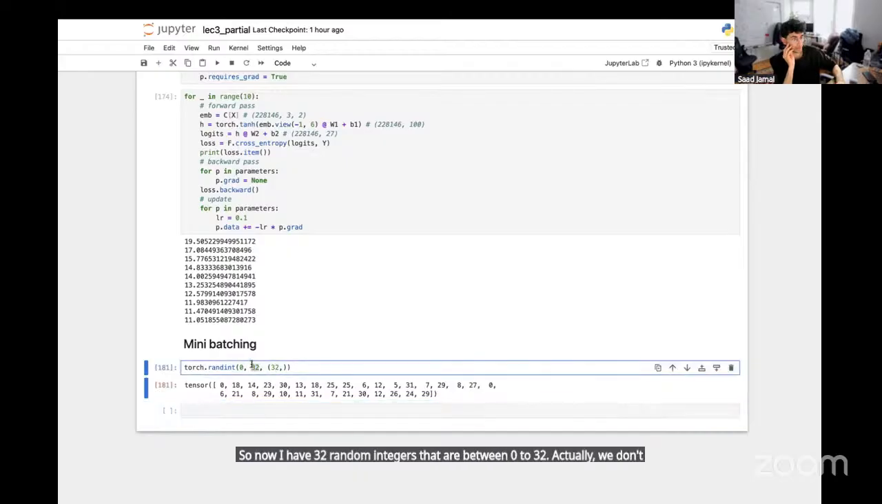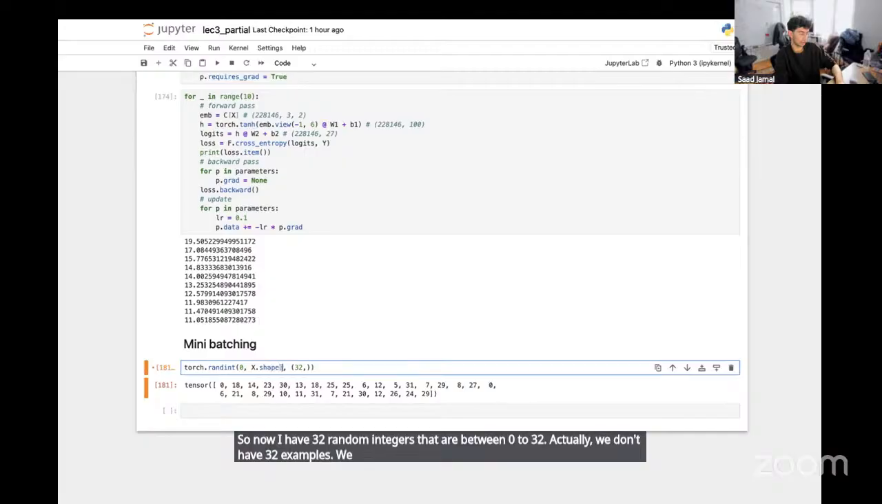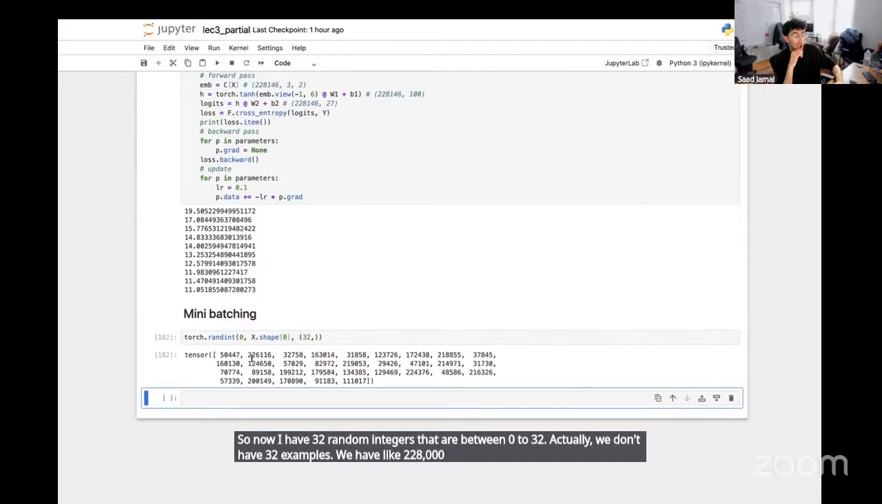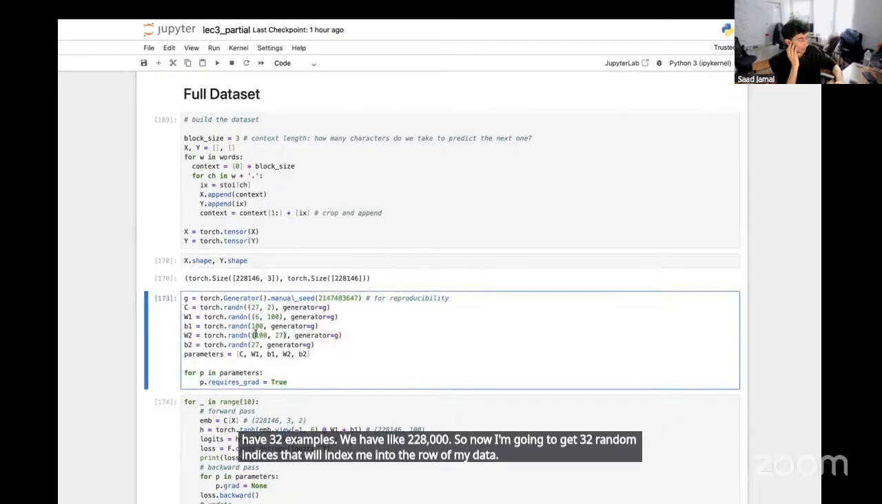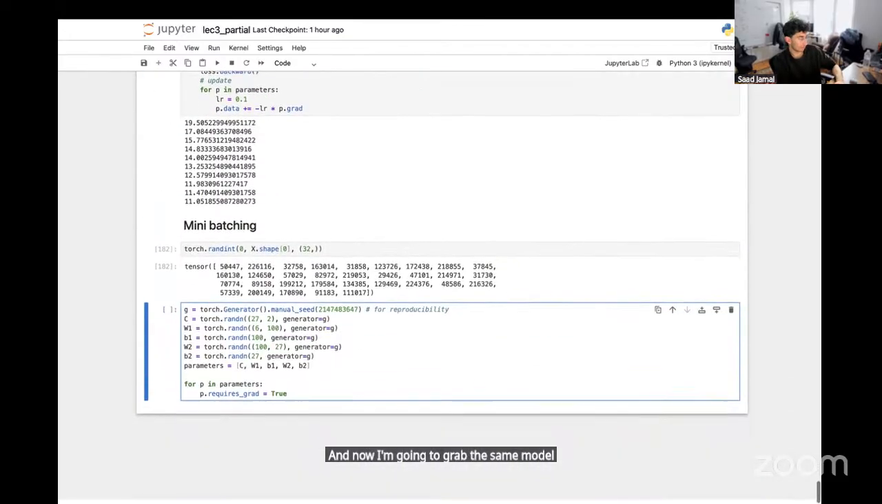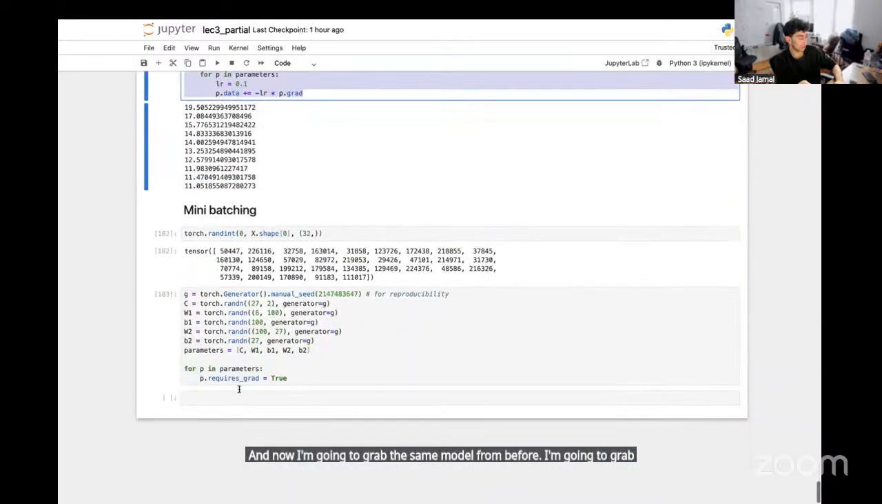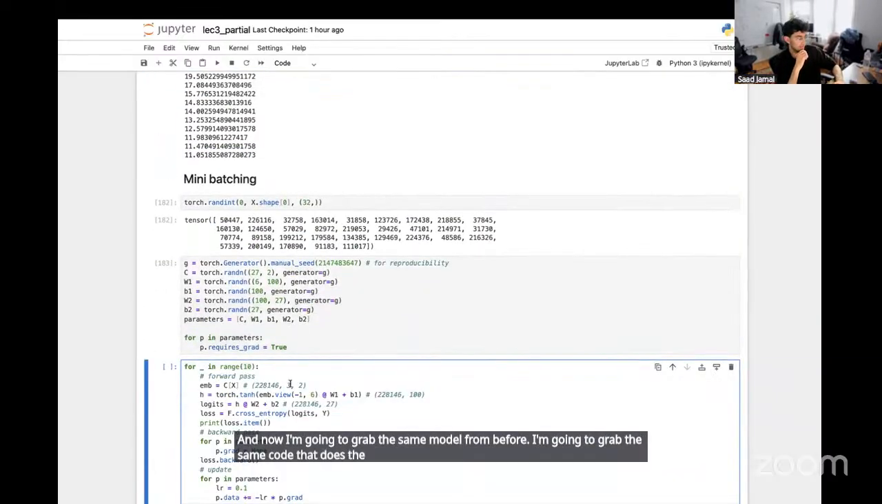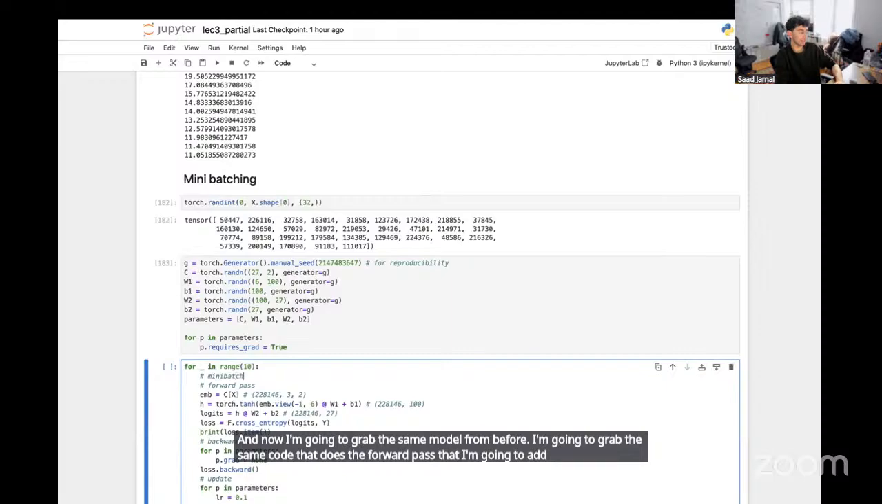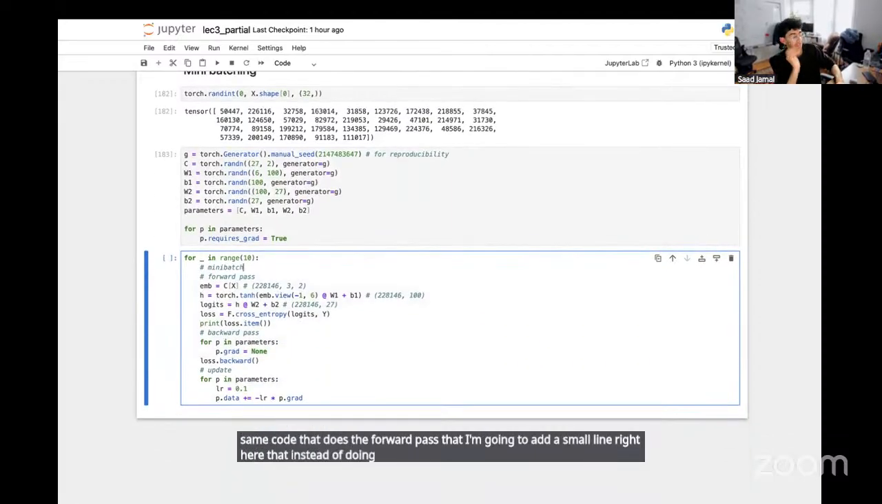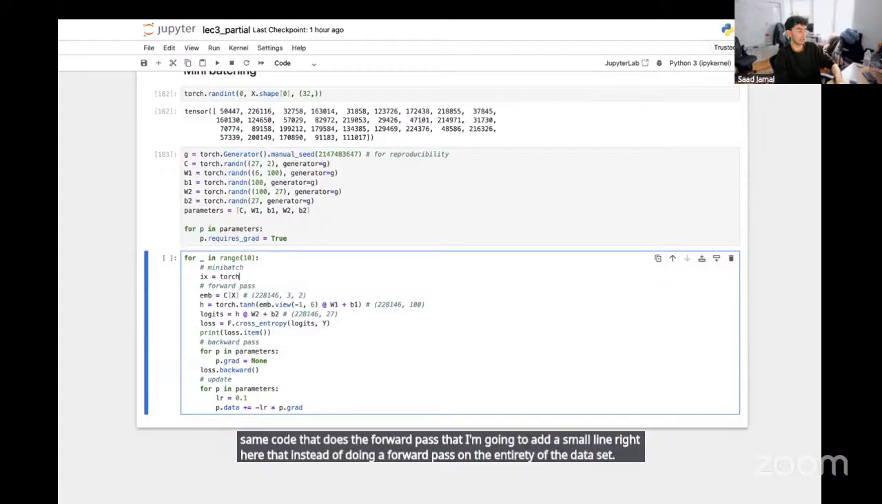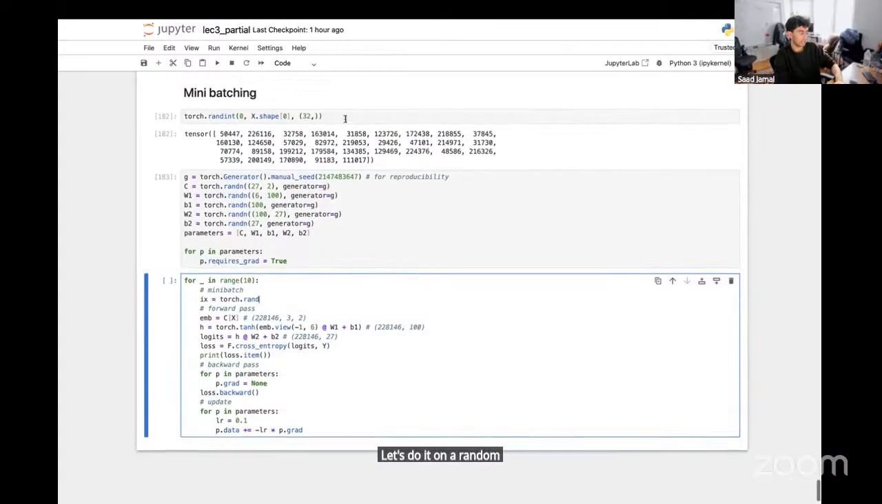Actually, we don't have 32 examples. We have like 228,000. So now I'm going to get 32 random indices that will index me into the rows of my data. And now I'm going to grab the same model from before. I'm going to grab the same code that does the forward pass, but I'm going to add a small line right here that instead of doing a forward pass on the entirety of the data set, let's do it on a random subset of 32 rows, right?